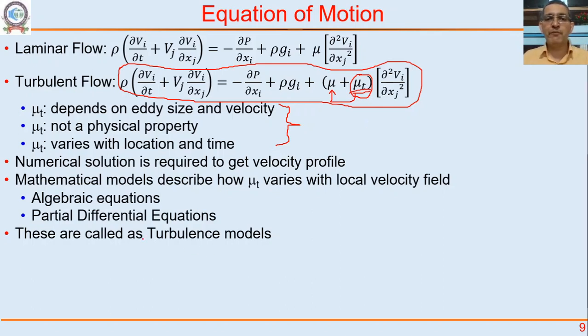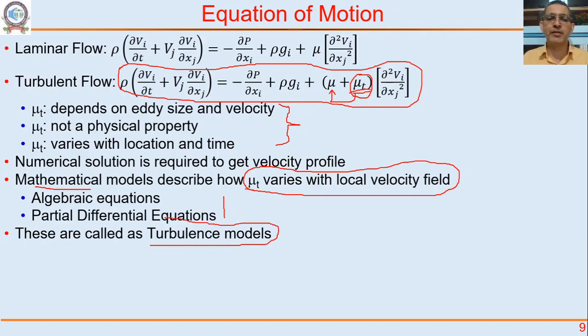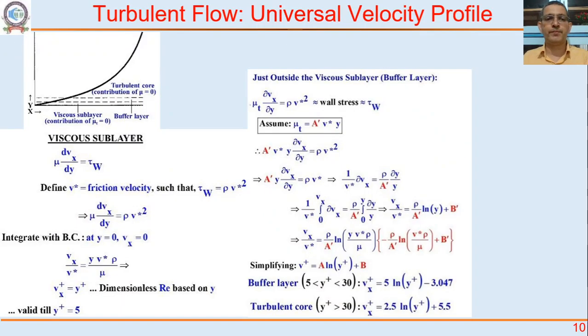So we need to describe first of all how this mu t changes with the local flow velocities, the local velocity field, pressure field. And these are called turbulence models. Extra mathematical models, equations are required. Either they could be algebraic equations or they could be partial differential equations. Turbulence models are mathematical equations which describe how mu t varies with velocity or pressure or something else, local energy, local epsilon. And we need a numerical solution for this.